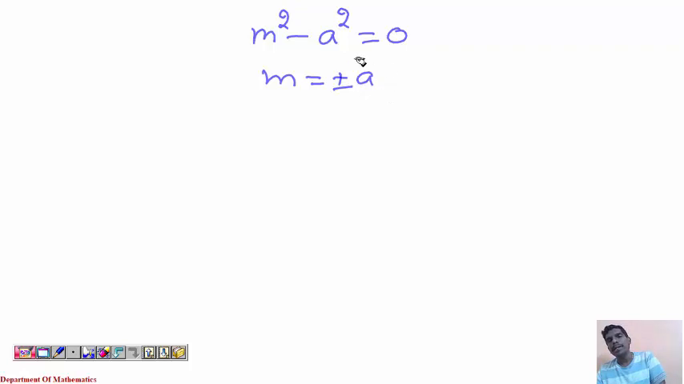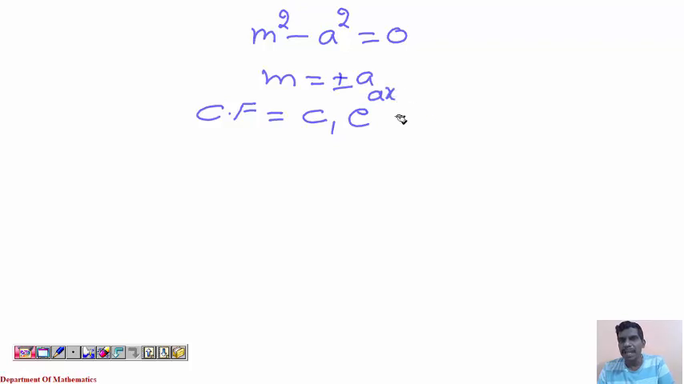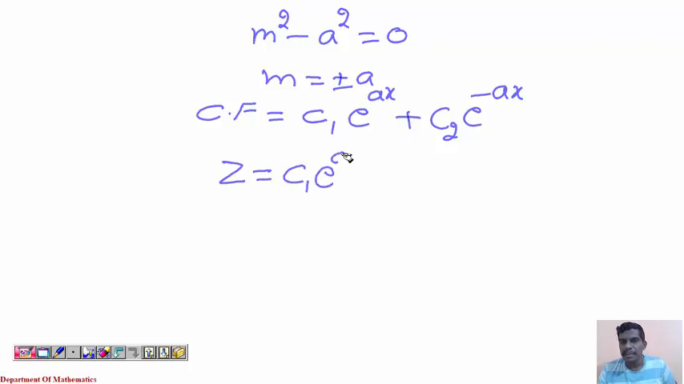Then whenever the roots are real and distinct, the complementary function CF will be equal to some constant c1 into e to the power of ax plus c2 into e to the power of minus ax. Since the right hand side of the equation is 0, the particular integral is 0, and the complete solution is z is equal to c1 e^(ax) plus c2 e^(-ax). Now, we have the given equation which is under some conditions.